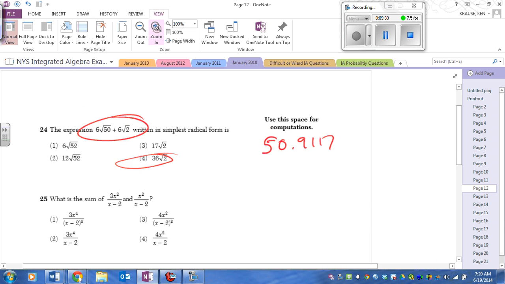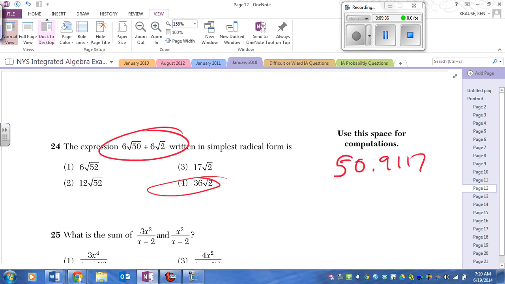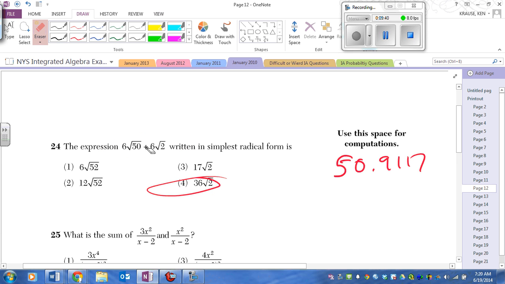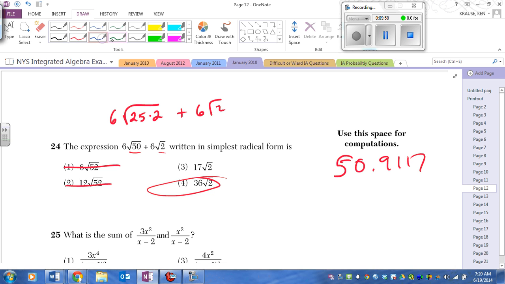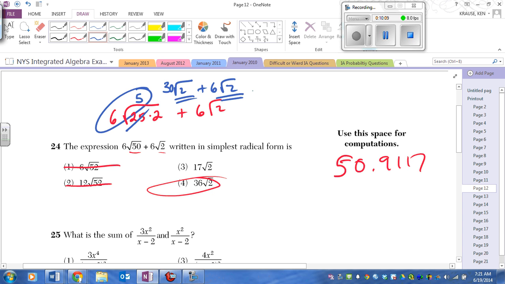Let's remind ourselves how you get that regularly. Let me delete this. Okay, so I'm going to write 6 square root of... There's nothing to do with this one. This is square root of 2. Now, 50 is 25 times 2. We've done this before. What is the square root of 25? It's 5. So I get 30 square root of 2 plus 6 square root of 2. And once they have the same radical, then you can add them. 30 square root of 2 plus 6 square root of 2 is 36 square root of 2.